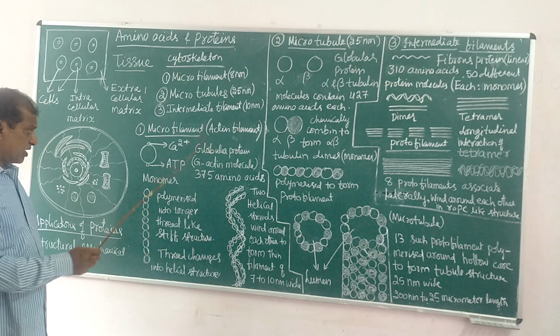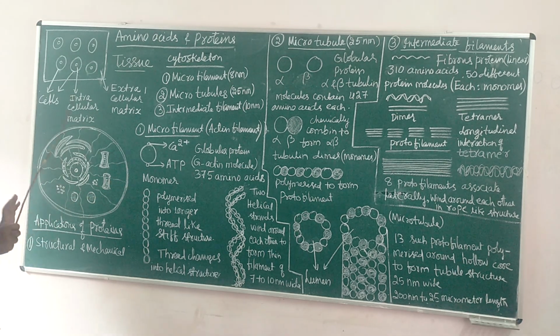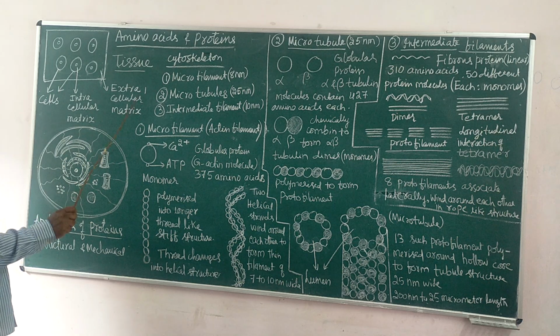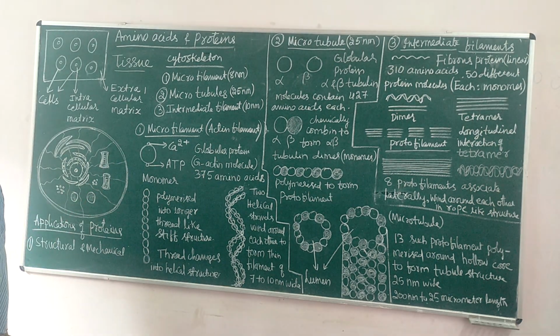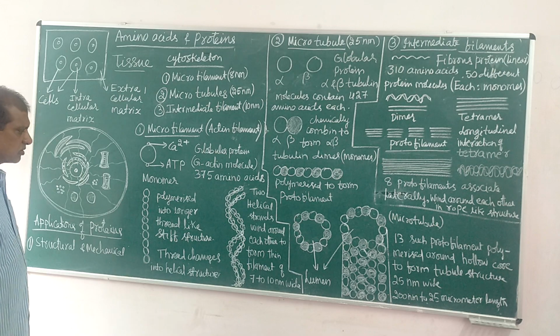All these molecules are synthesized in the cell itself. The cell makes these molecules for this structure. This globular protein polymerizes finally into a filamentous structure, twisting like this.